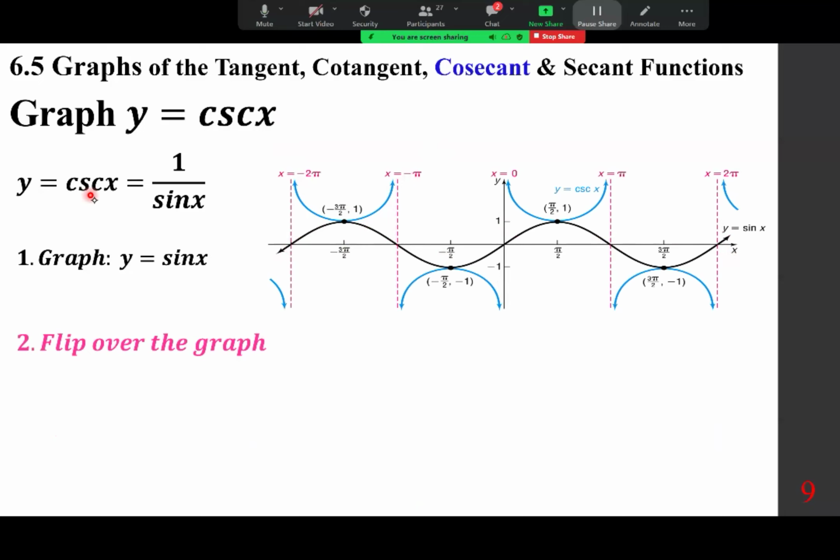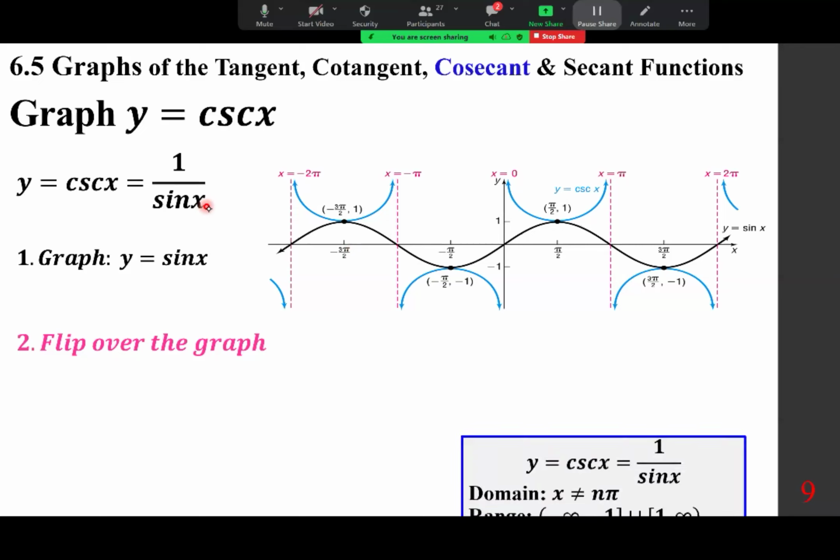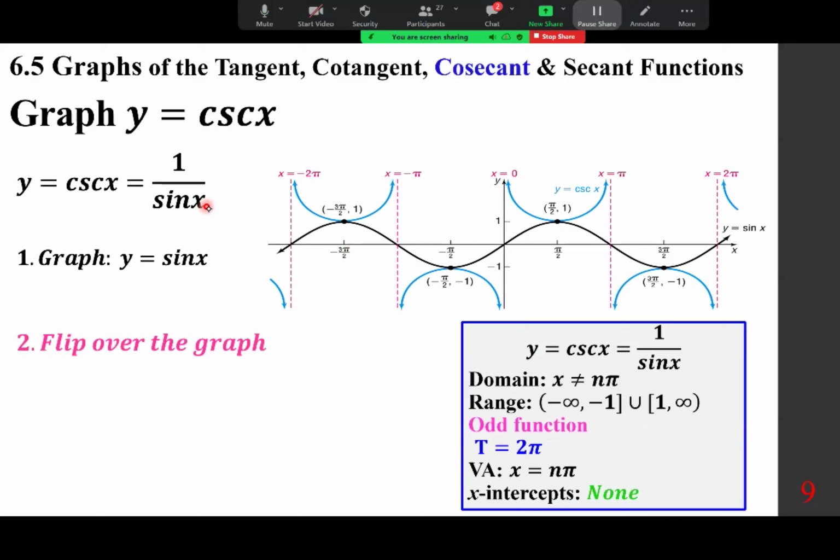So what are important facts about them? Since it's 1 over sine x, sine x can't be 0, so the domain is everything except what makes sine 0, which means n pi. Range is all real numbers except between -1 and 1. It's an odd function, just like sine. T is 2 pi. Vertical asymptote where the denominator is 0, x equals n pi, and it doesn't have any x-intercept.